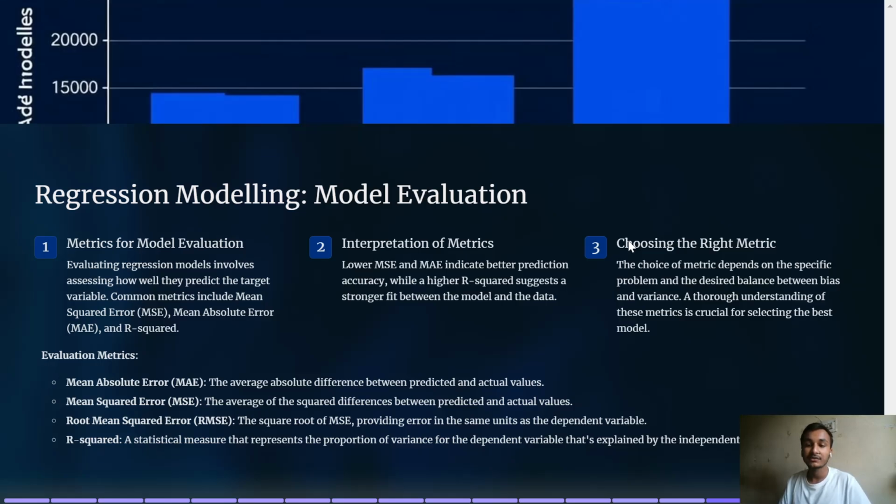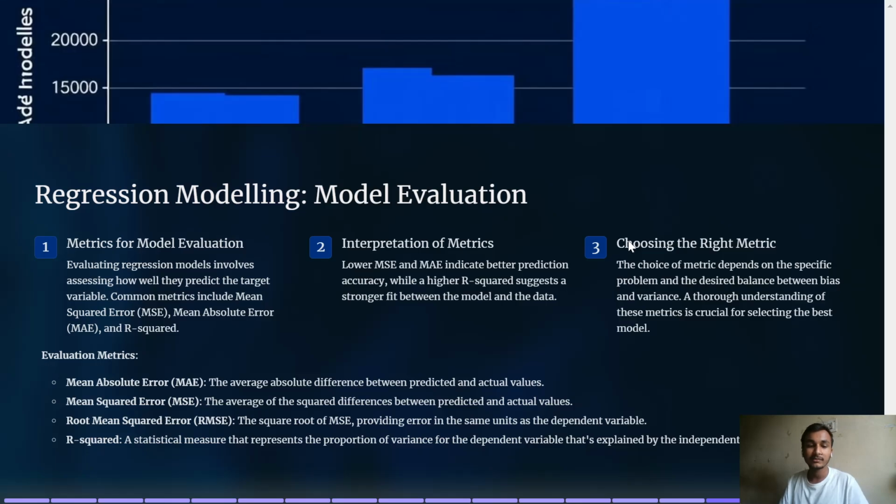और while a higher R squared suggests a stronger fit between the model and the data, it is very important to choose the right metric for model evaluation. It depends on the specific problem and desired balance between bias and variance. A thorough understanding of these metrics is crucial for selecting the best model.